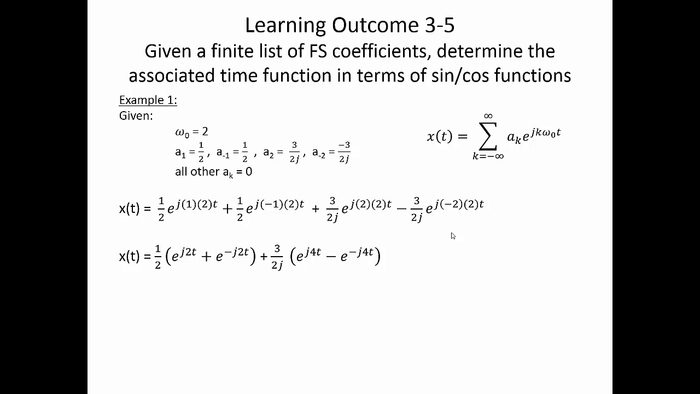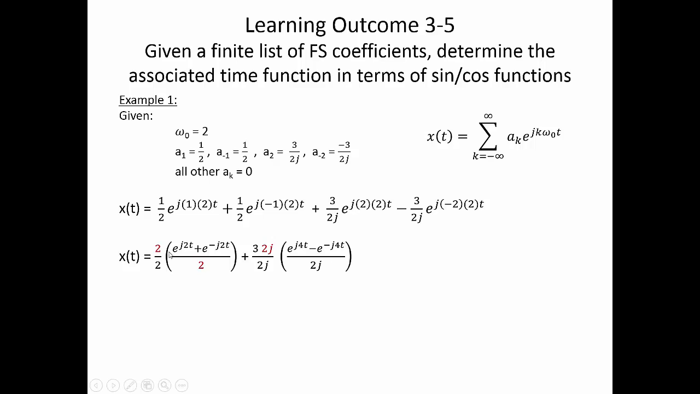We then group them into pairs with a positive omega and a negative omega. We then want to take those pairs and use Euler's formula to turn them back into a sine function or a cosine function. When we see a plus between the terms, we know it's going to be a cosine. Where we see a minus between the terms, we know it's going to be a sine.